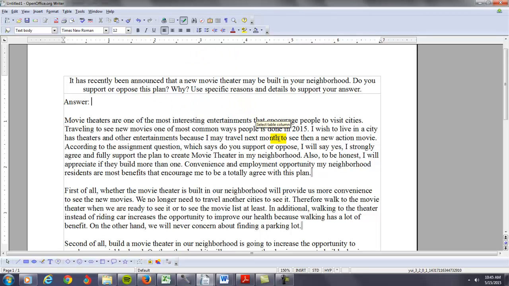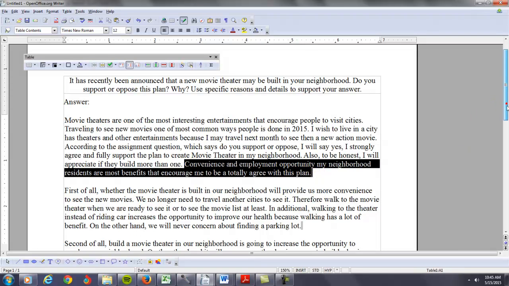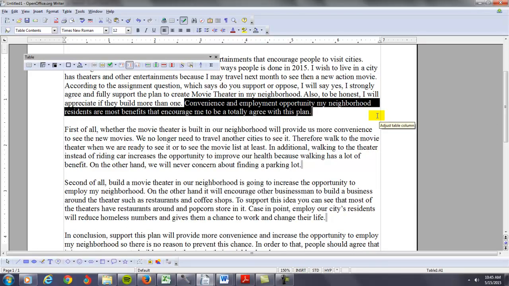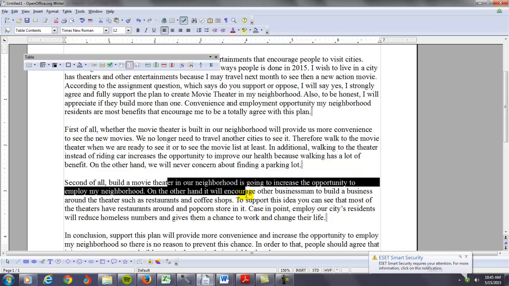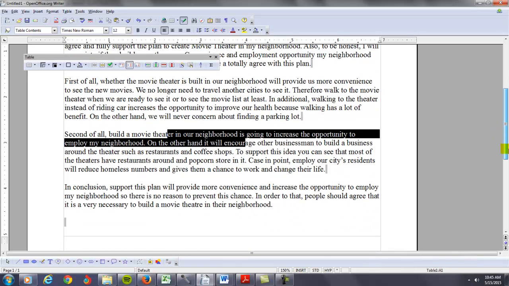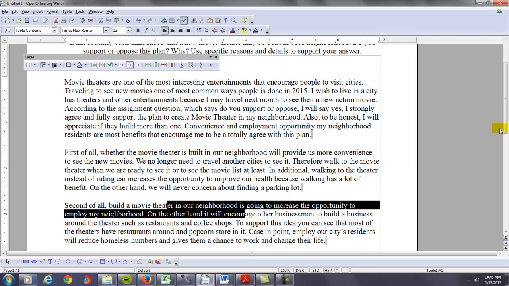Alright, so first of all, you have a good thesis. I like that. I like how you use the words convenience and employment opportunities here. Then you mention that, I think, in these topic sentences. So there seems to be a pretty clear pattern of organization. And you restate these key points in the conclusion. So that's good. There's a pretty good connection of ideas.